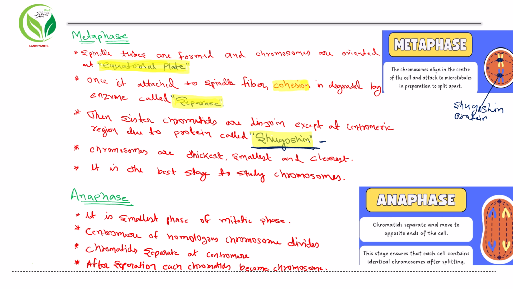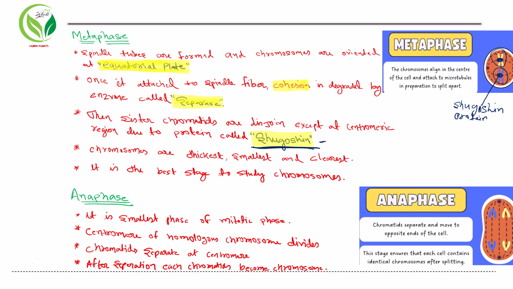And after Shugoshin, chromosomes are biggest and smallest and very clear. As you can see, it is very clear. Chromosomes are very clear, and it is the best stage to study the chromosome. Why? Because of this clearness, because it is visible very clearly. Okay.